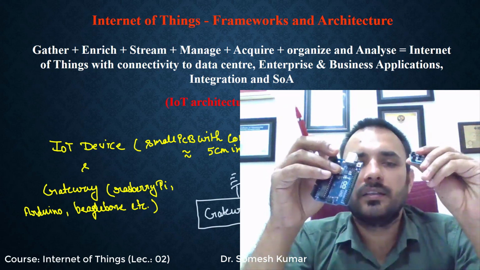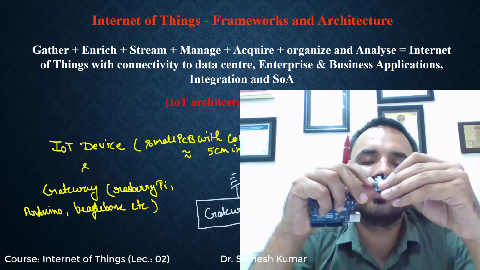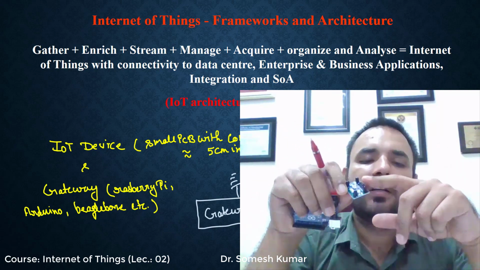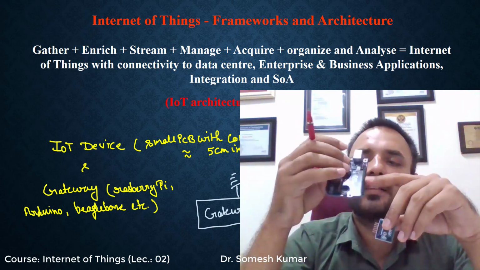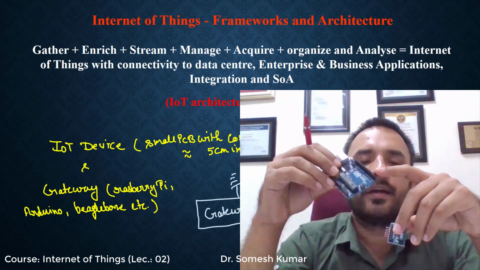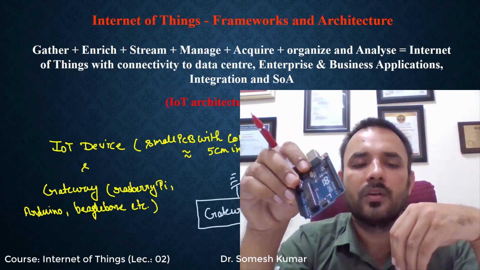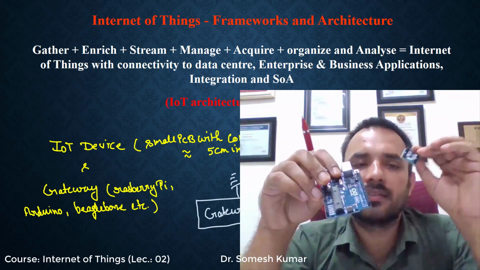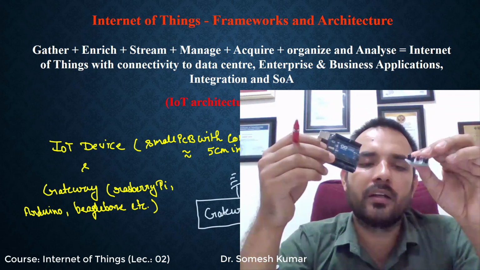Basically, this color sensor does not have a Wi-Fi unit. Fine. So there are the connectors. With the help of wires, these connectors can be connected to the input pins of this Arduino Uno. Fine. And with the help of some embedded code, this IoT device can talk with this Arduino Uno.